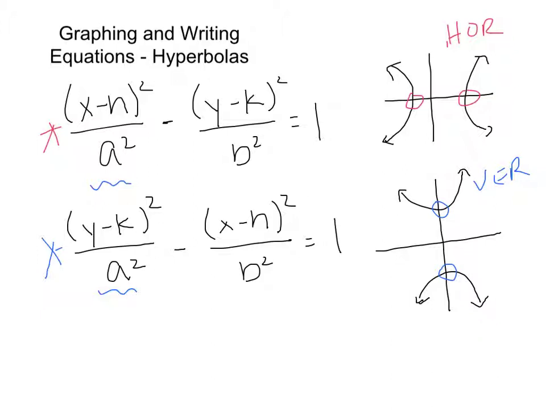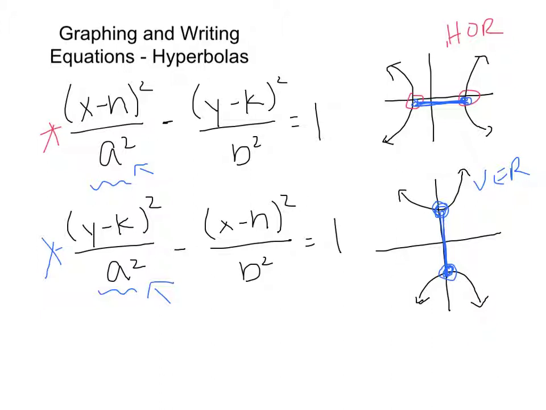So I'm just going to mark up my graph a little bit. Now we have a few things that we need to recognize in a hyperbola. Those are the vertices, and the vertices are on the endpoint of the transverse axis. We use A to tell us where those things are. In our vertical hyperbola, it's the same thing. That's still the transverse axis, and we're still going to use A.